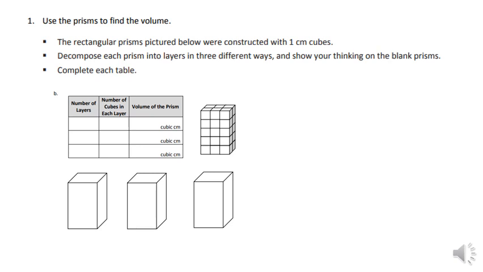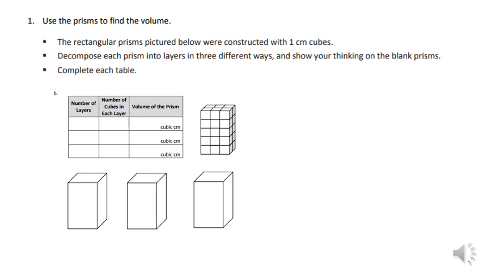Okay, use the prisms to find the volume. And it's got three different captions. It says the rectangular prisms pictured below were constructed with 1 centimeter cubes. I want you to decompose each prism into layers in 3 different ways and show your thinking on the blank prisms. And lastly, I want you to complete the table.